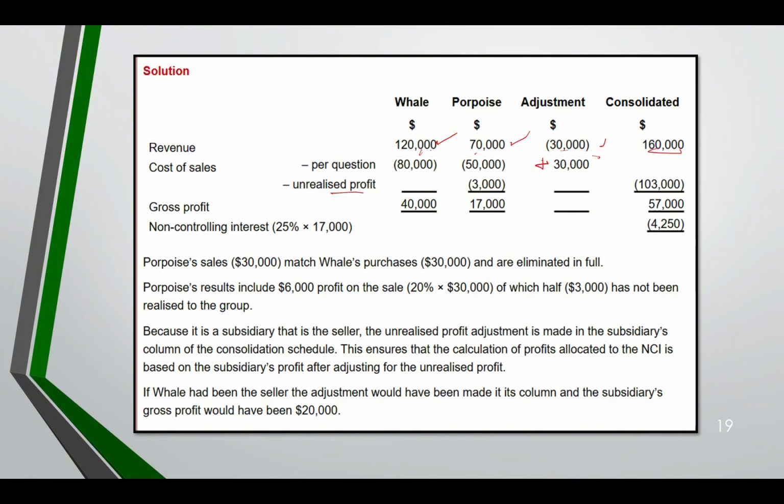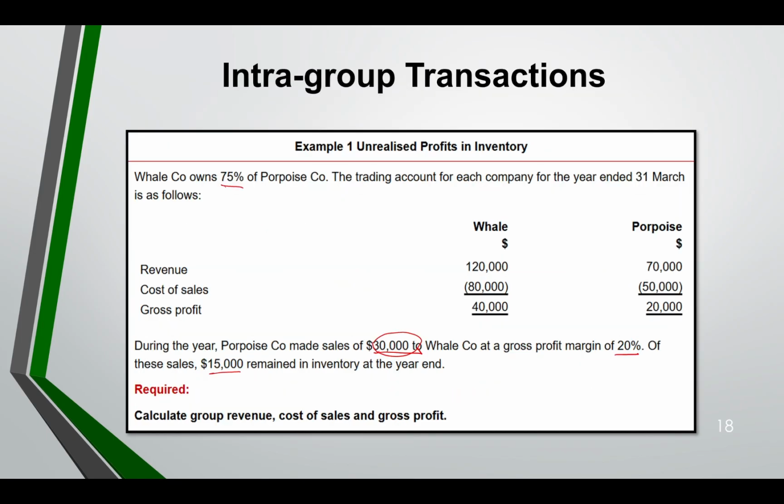See, understand here, P's sales means W's purchase, 30,000, is eliminated in full. Then if you take the gross profit margin of 20% on this 30, 20% on 30 is 6,000. This is the profit that P is making. And half has not been realized to the group. Why half? See, they told 15,000 out of this 30.